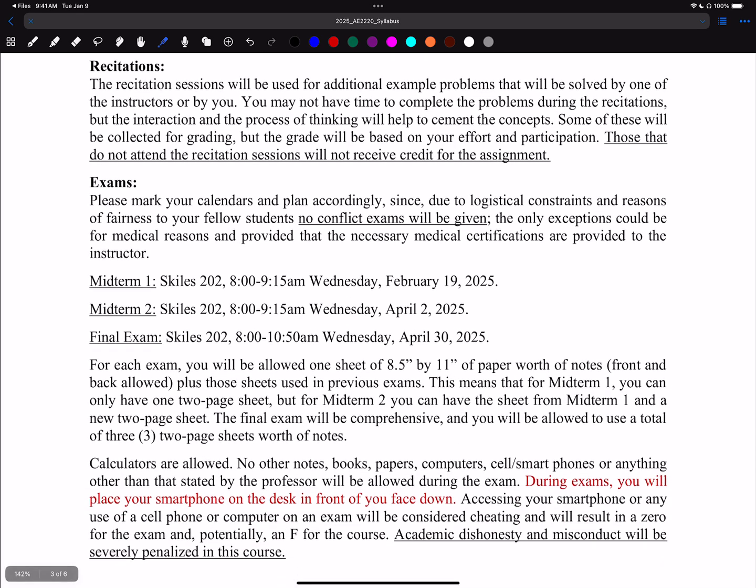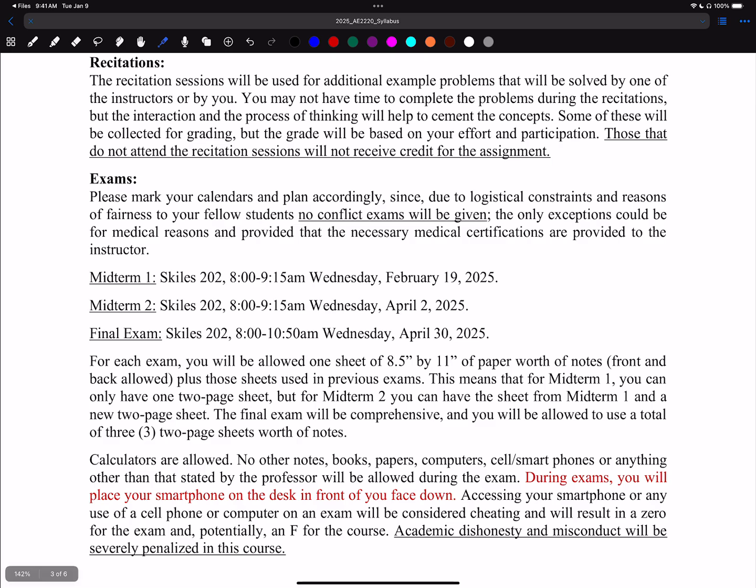So exams have been scheduled. The first midterm will be on February 19th, 8 to 9:15 a.m. The second midterm is on April 2nd, 8 to 9:15 a.m. And then the final exam is April 30th from 8 to 10:50 a.m.